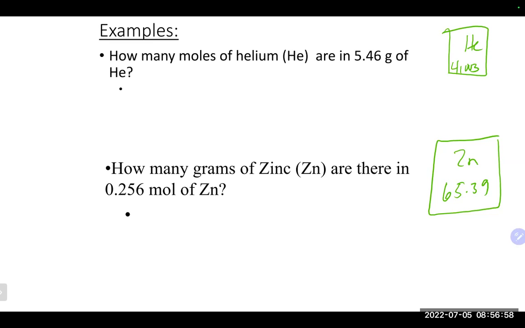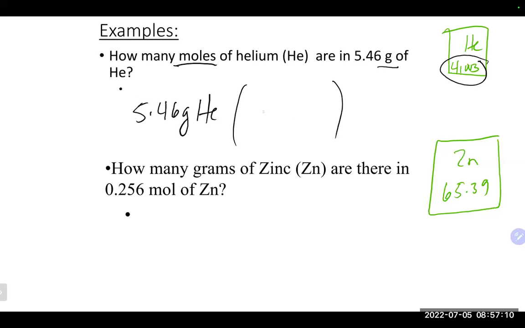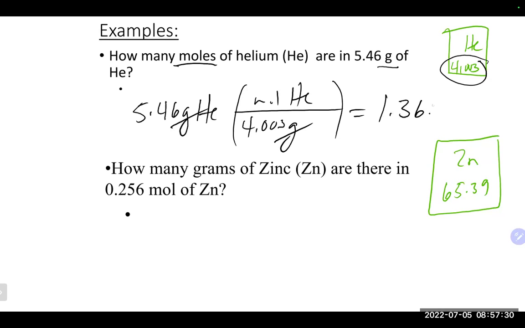Okay, so in the first one, we're looking for moles. We're starting with grams. So really all we need is the molar mass here, no Avogadro's number. So this would be 5.46 grams of helium. Using our molar mass from the periodic table, we're going to put grams on the bottom. So it's going to be 4.003 grams per mole. Grams will cancel, and we're basically dividing by it. So 5.46 divided by 4.003 gets us 1.36 moles of helium here.